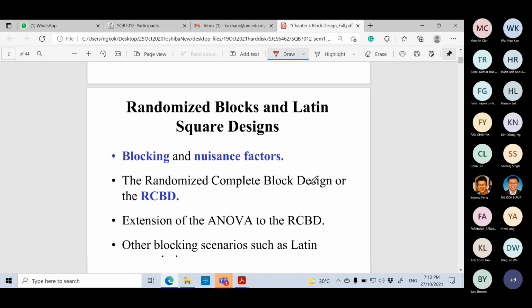So the analysis we are using is called the randomized block and the Latin square designs. First, you need to know what a blocking factor is. The blocking factor is called the nuisance factor. A nuisance factor means a factor you are not interested in at all.